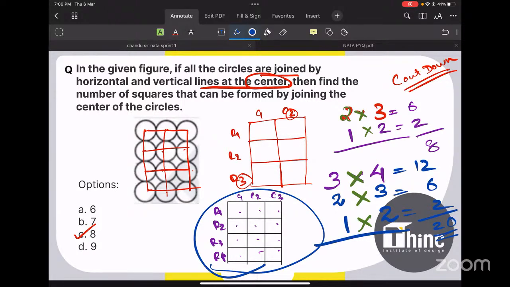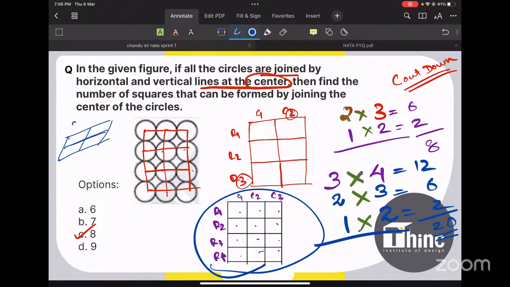Okay, I was talking about Christiana's doubt. Questions on figure counting, types of views, and mirror image, water image, etc. have been asked. Number of parallelograms: assume this is a parallelogram. There are 9 parallelograms in this figure.